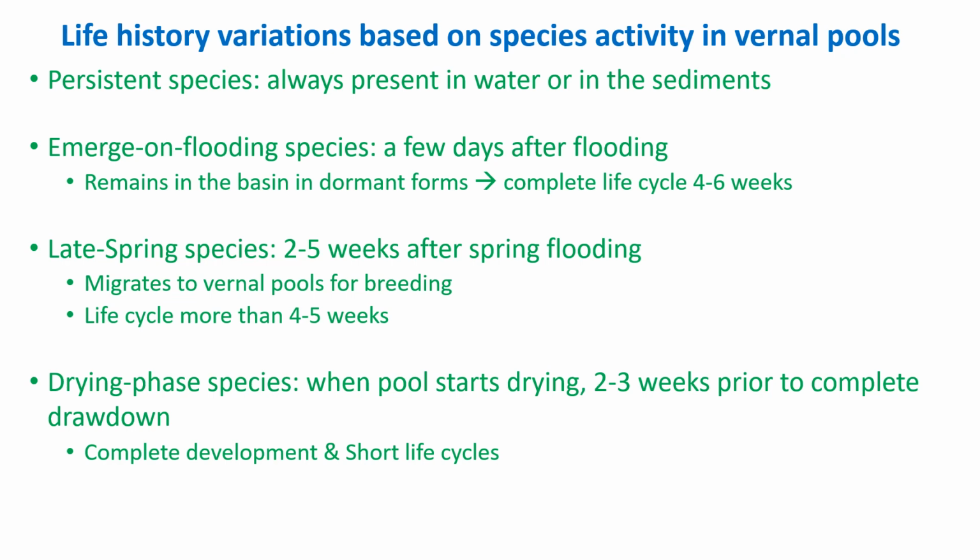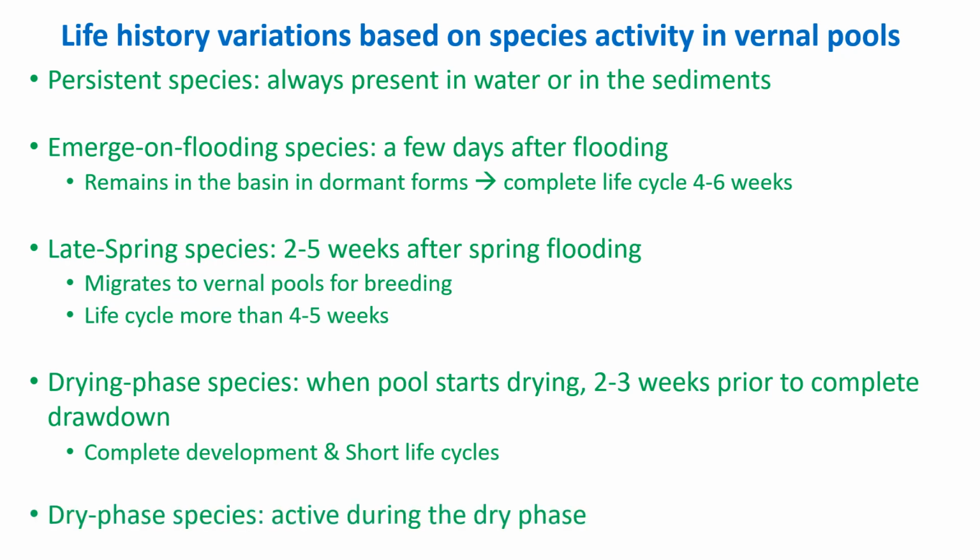And then you have the drying phase species. Those are the species that actually colonize the vernal pool or start occupying the vernal pool about 2 to 3 weeks before the complete drawdown of that particular pond. And they have actually the fastest life cycles, fastest developmental phases. And most of those species are actually going to be invertebrates.